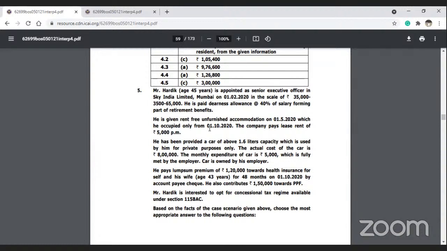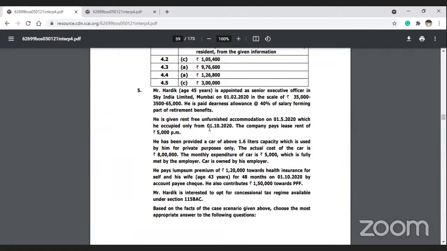See, this 35,000, but for unfurnished accommodation, you will have to just calculate from 1st May till 1st October only. Yes, but we'll have to calculate salary for this purpose. It is lower of 15% of salary or rent paid or payable. So on 1st May 2020, his basic salary was 38,500, into 40%. That comes to 15,400. Okay, DA.